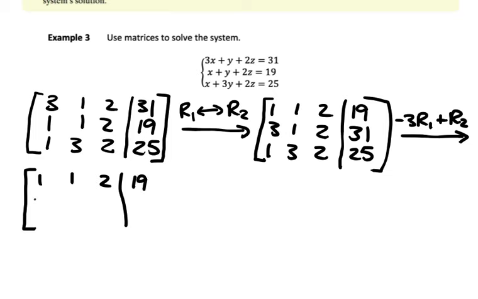-3 times 1 is -3 plus 3 is 0. -3 times 1 is -3 plus 1 is -2. -3 times 2 is -6 plus 2 is -4. And -3 times 19 is -57 plus 31 is -26. And then my third row stays the same.